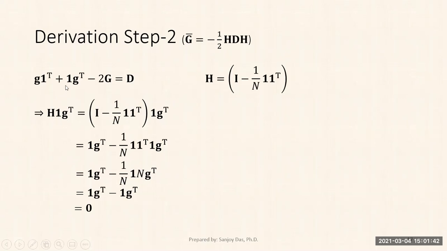So H1G transpose equals 0. Now, I'll take the transpose of this. So G1 transpose H is also equal to 0 transpose, which is 0. So H1G transpose equals 0 and G1 transpose H equals 0. Let's remember these two. I got the second expression by simply transposing both sides of the first.